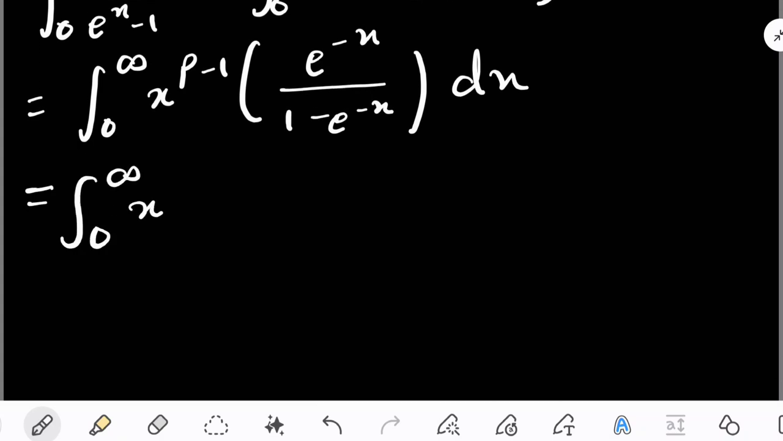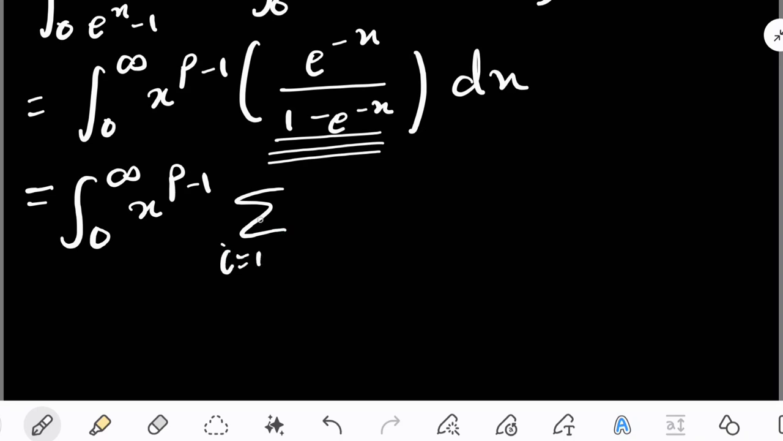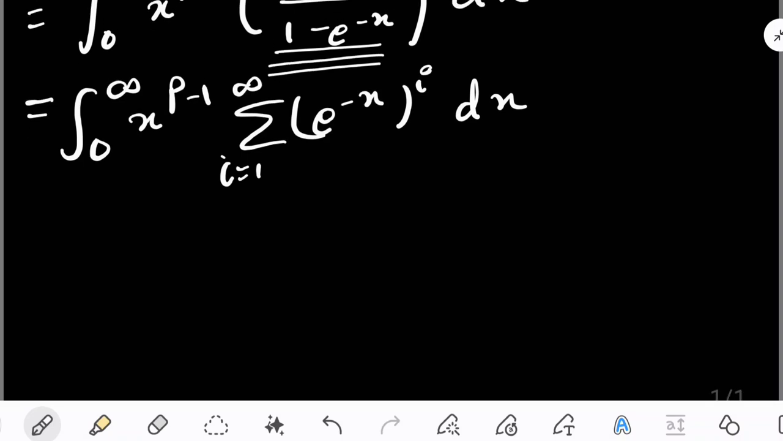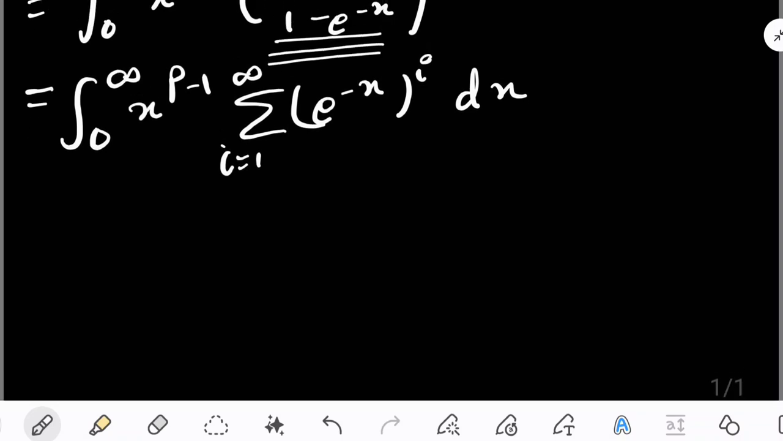This can be written as, notice that this is an infinite series. This is an expression for an infinite series, as i goes from 1 to infinity, of e raised to the power negative x raised to the power i. You can check it out and you will see that this sum is converging to this value. You all can verify it on your own, I'm just working on the proof. It is very simple, you know, an infinite GP, right? So that is it.